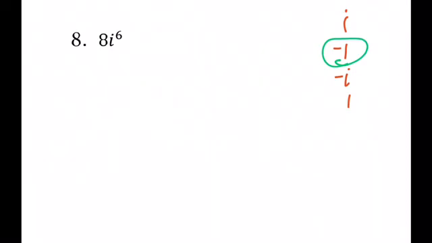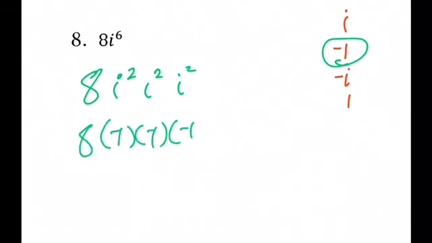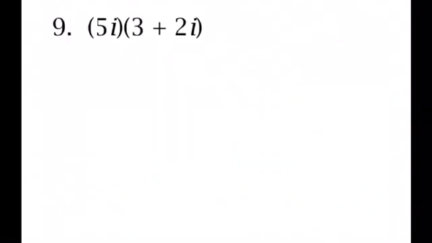Another way, in case you struggle with that a little bit, in my head I feel like that's a little bit less easy, but I can break it down like this. i to the 6 is i to the 2nd times i to the 2nd times i to the 2nd. That's 8 times negative 1 times negative 1 times negative 1. And so I can do that problem just as easily. It just kind of depends on how your brain thinks about it.